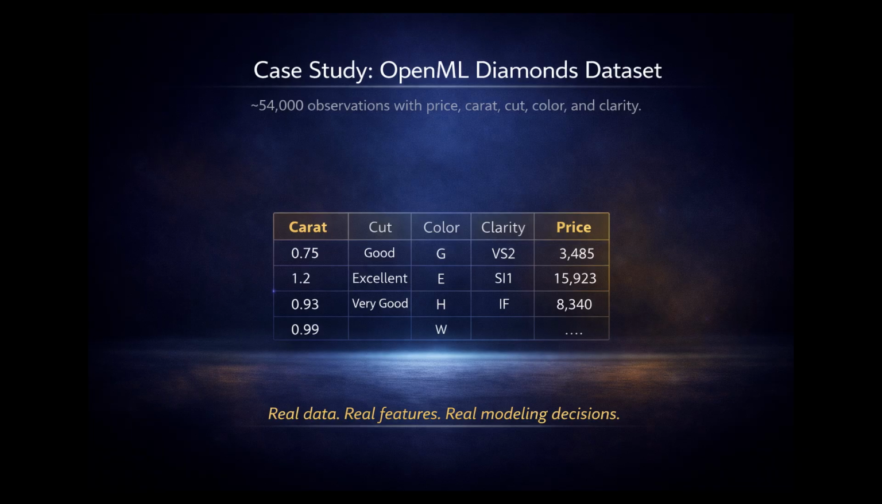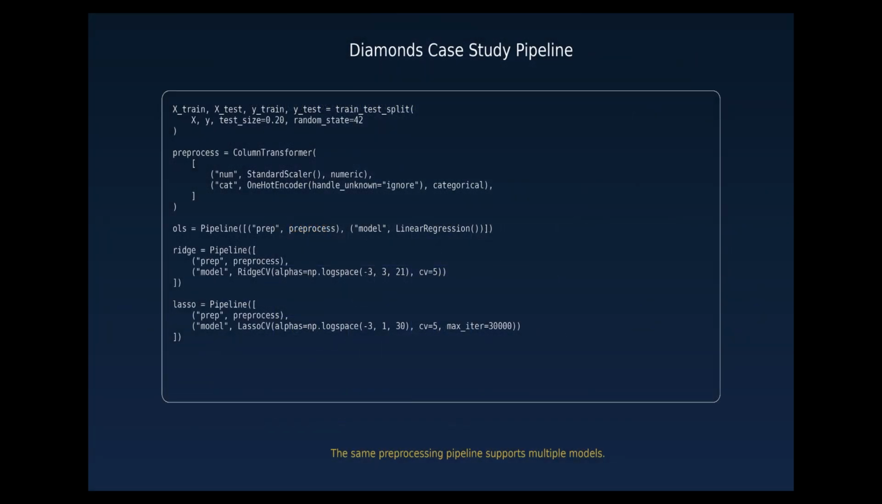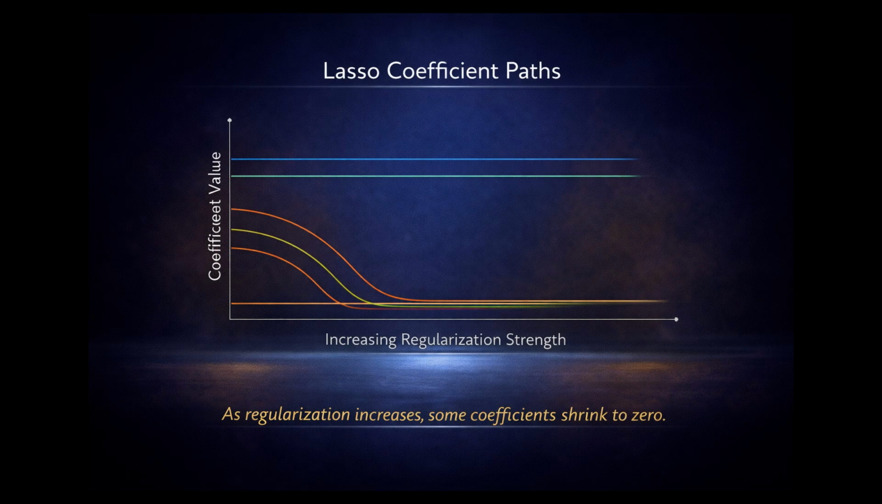Consider a full case study using the OpenML Diamonds dataset, about 54,000 observations with price and attributes including carat, cut, color, and clarity. The same pre-processing pipeline can support both a regression problem, predicting price, and a classification problem, predicting whether a diamond falls above or below the median price. Ridge and Lasso models can select their regularization strength through cross-validation. And when you plot the Lasso coefficient path, you can see exactly which features get pushed to 0 as regularization increases, a direct picture of which predictors the model considers dispensable.